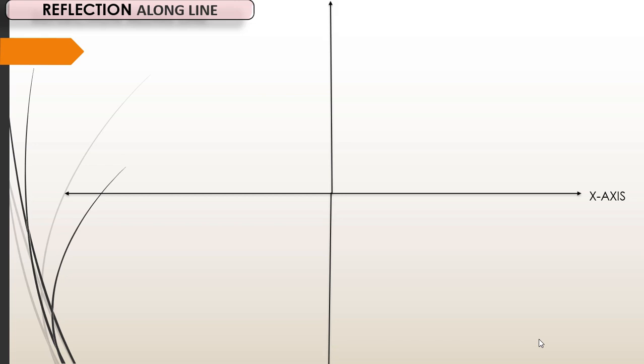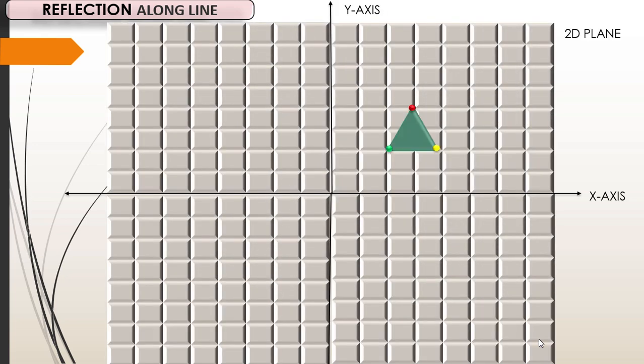Let us see the diagrammatic representation of reflection along a particular line. X-axis, y-axis, 2D plane. This is an object. We need to create a particular line. So the object A, B, C will get reflected like this, creating A dash, B dash and C dash reflected along a line.